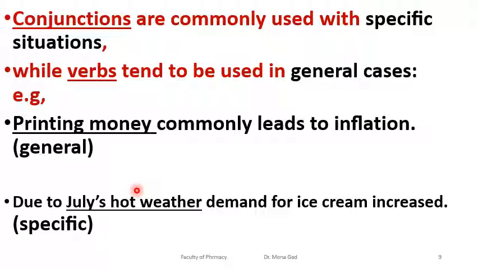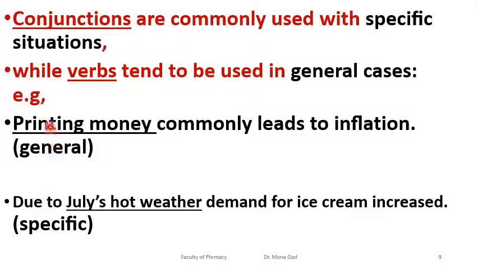I didn't say summer weather or the year's weather. No, I choose a specific month, which is July. And how about the weather? I specify the hot weather. So everything here is specific. The cause is specific here. July, specific month, specific weather, which is hot weather. So due to July's hot weather, so and so happened. So here I used a conjunction, due to.